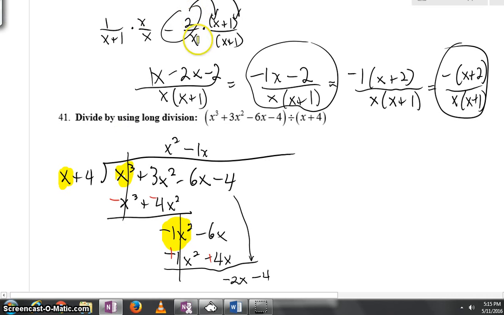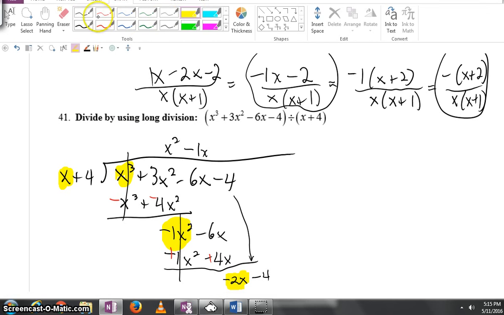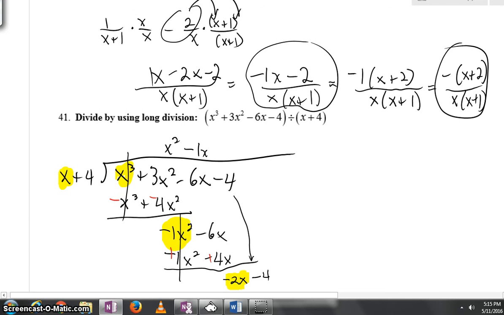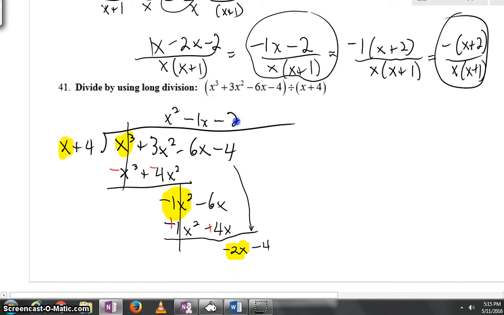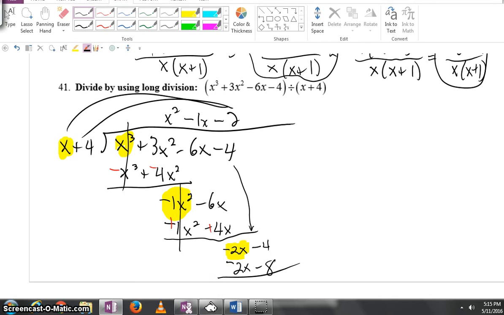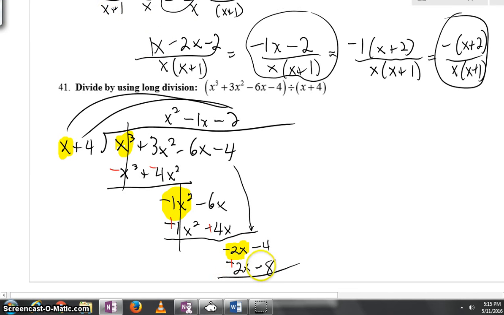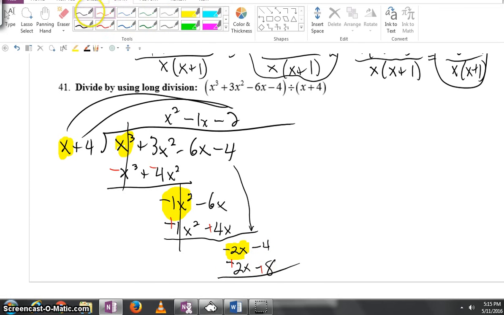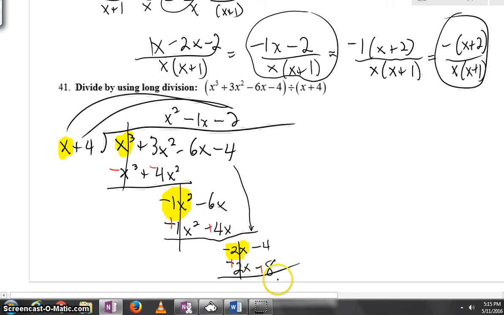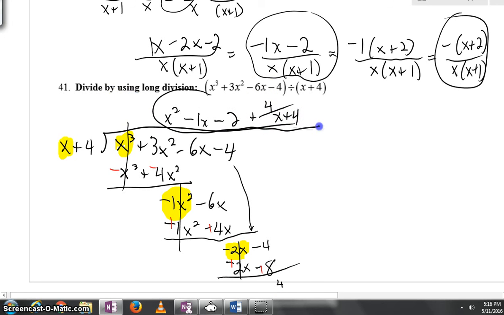Here's our last iteration. We're going to play the matching game one last time and say, what would I multiply to x to get negative 2x? The answer would be negative 2. So we will get negative 2x minus 8. Then, hopefully not too surprisingly, we will change our signs. And we will cancel this out. Negative 4 plus 8 is just a 4. This is our remainder, though. We'll take 4 over x plus 4. And it's at this point where we are done.